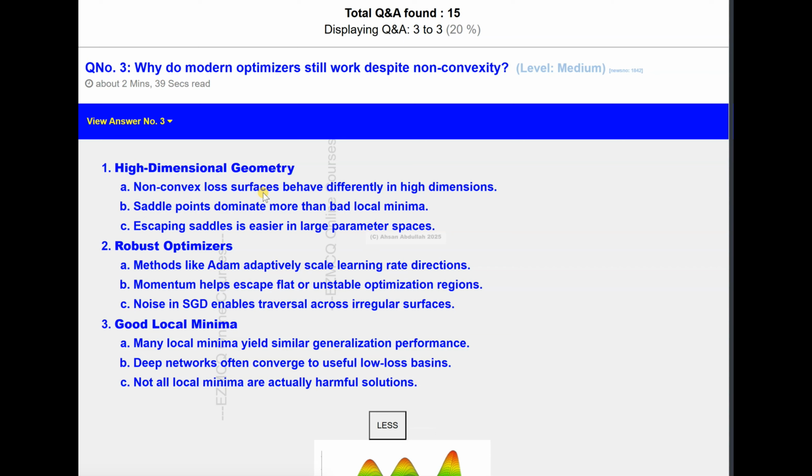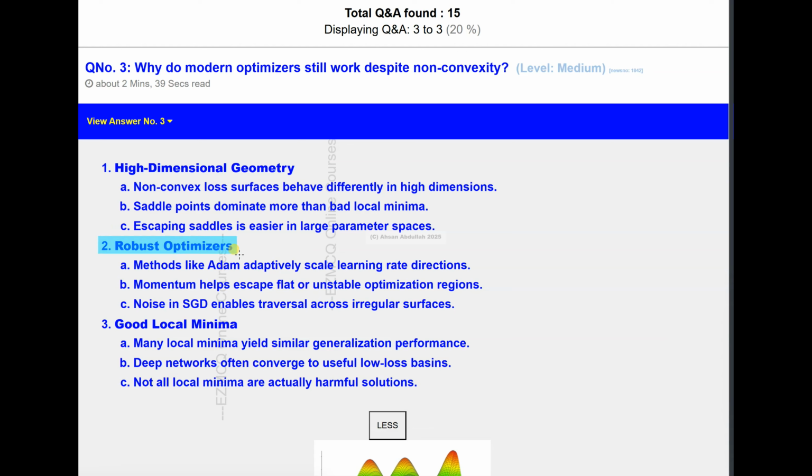So let's discuss the reasons. Non-convexity is less problematic in high dimensions. Why? Because many local minima yield similar performance. So the optimizer is more likely to find a good solution. We are not saying the best solution, a good solution, even without global convergence, because the cost of getting the optimal solution is very high.